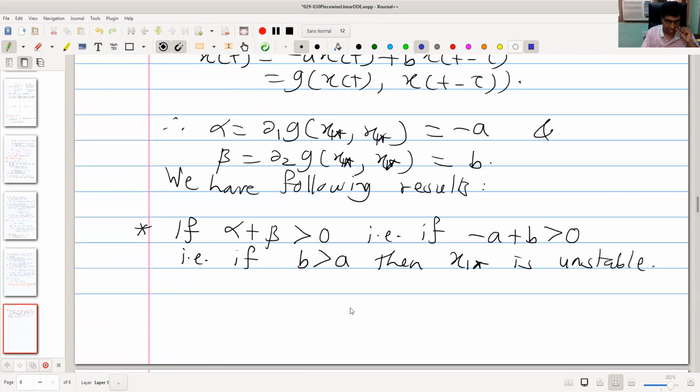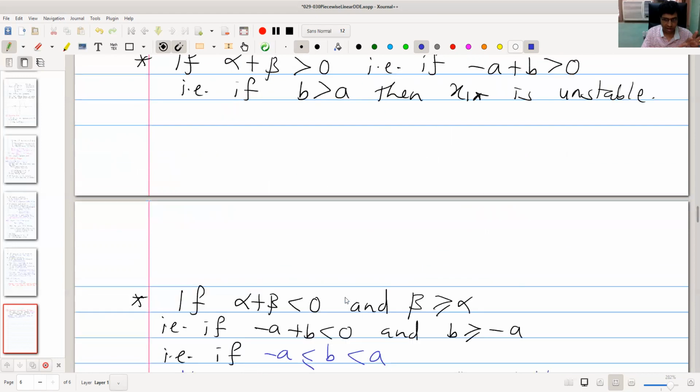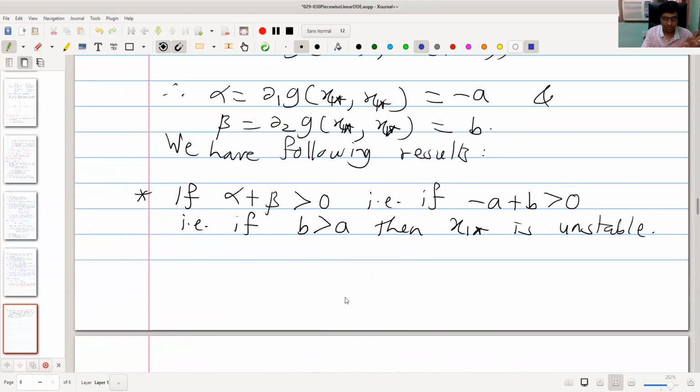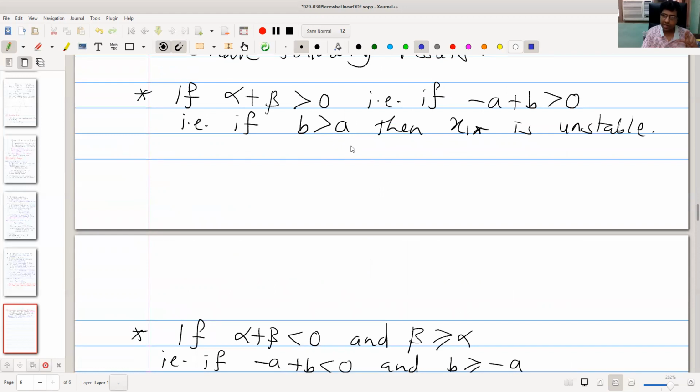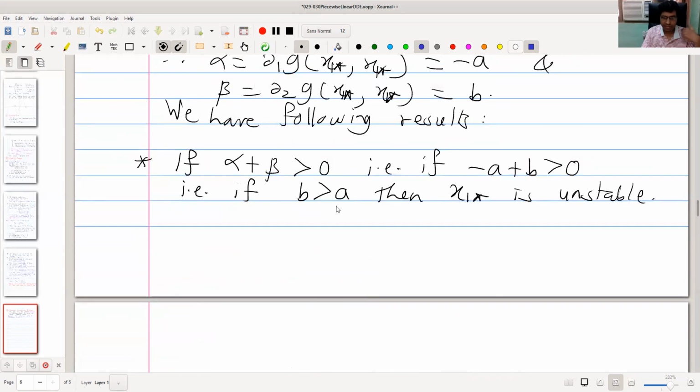So first thing is stability of x1 star. What are the results? If B is greater than A, then x1 star is unstable. So you need to choose particular values, for example B equal to 2 and A equal to 1. So this condition is satisfied, and you have to verify that x1 star is really unstable.